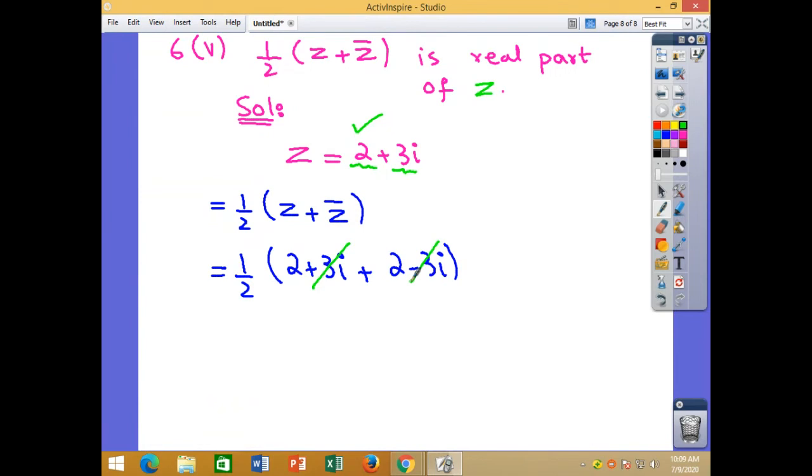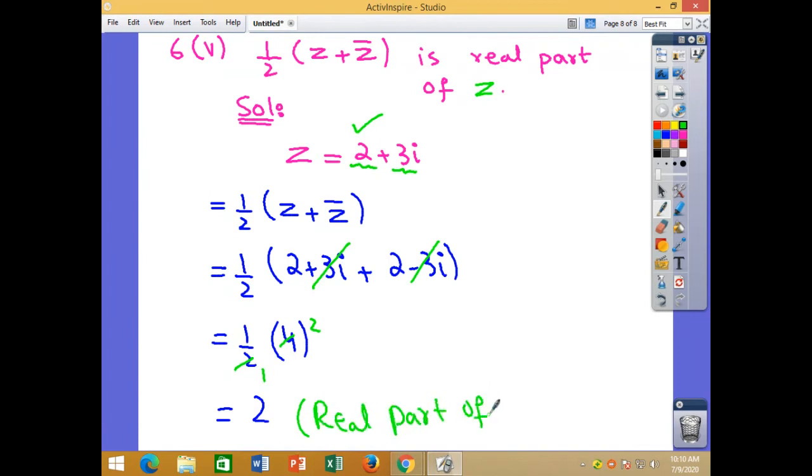Now what are we left with? 1 by 2 (2 plus 2). 2 plus 2 becomes 4. After more simplification or cancellation, 2 ones are 2, 2 times 2 is 4, we get 2. Here we see that 2 is the real part of z.